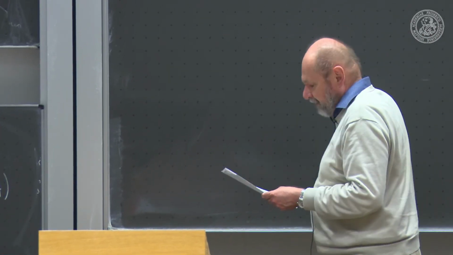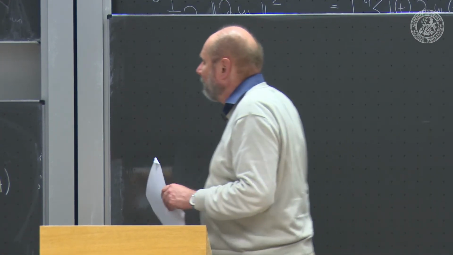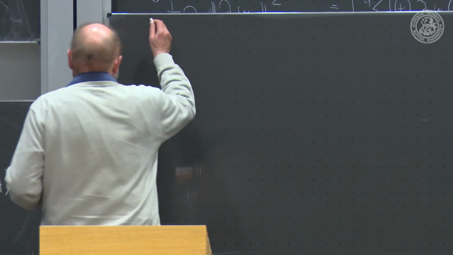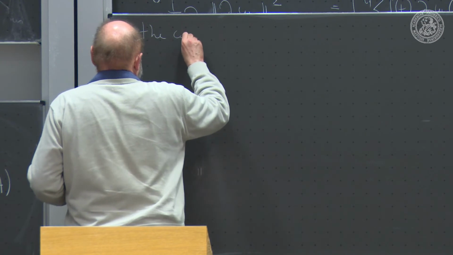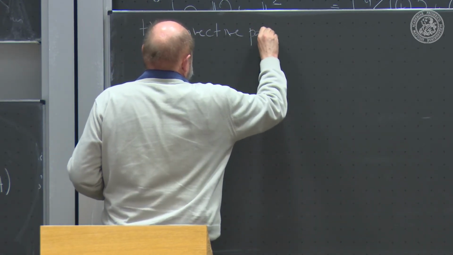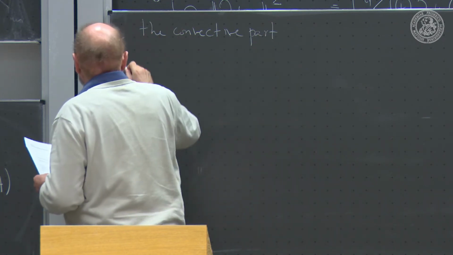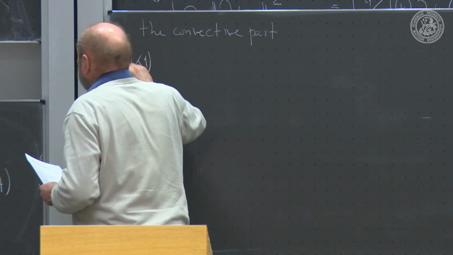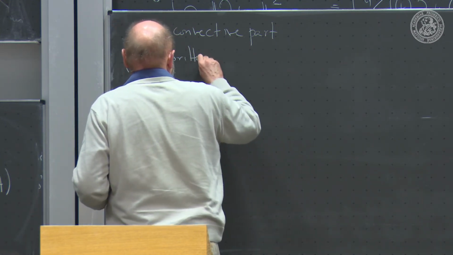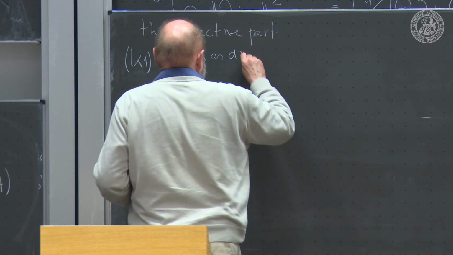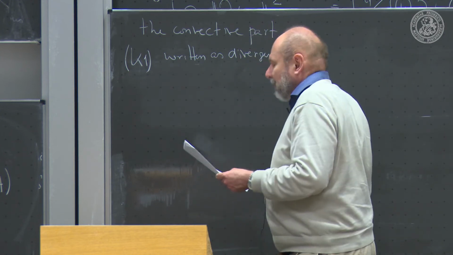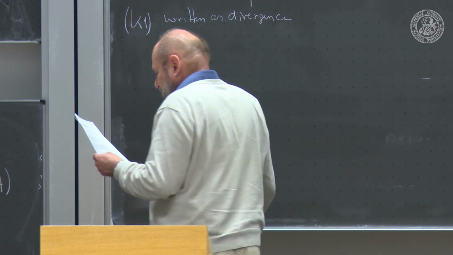Okay, let's look a little bit at the convective part, which is new. The first observation is the convective part can be written as a divergence. Why? Let's just write it down. So what does that mean?